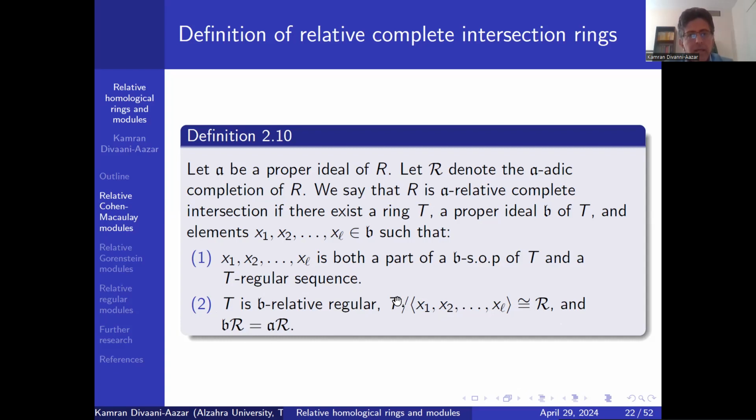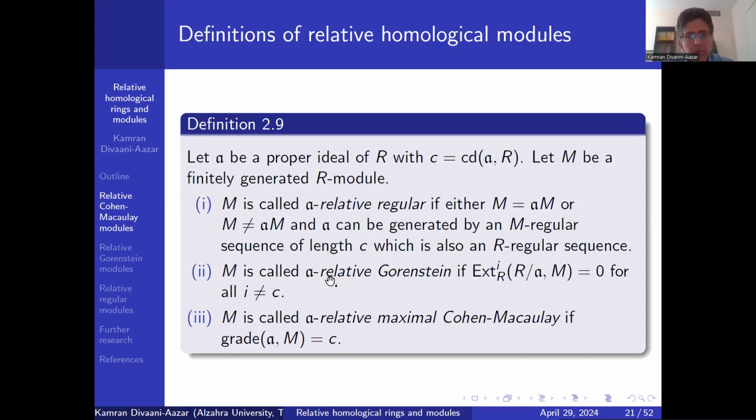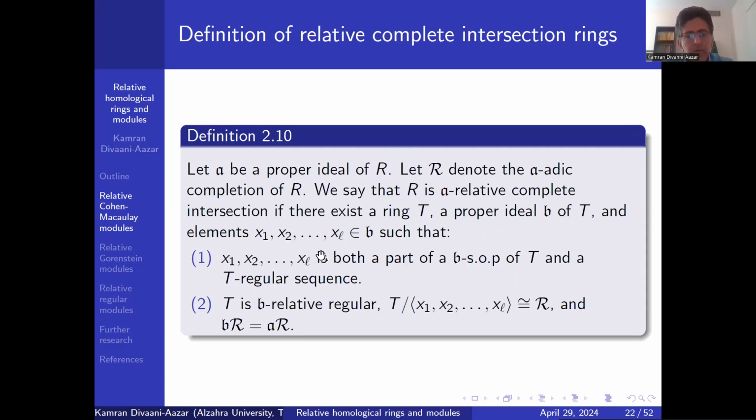So here you may ask why, for these three types of relative homological modules, I define them for modules, but here for rings. Here we can also define relative complete intersection modules, but the definition in that case would be more complicated, and I prefer to just bring here the definition of complete intersection rings.